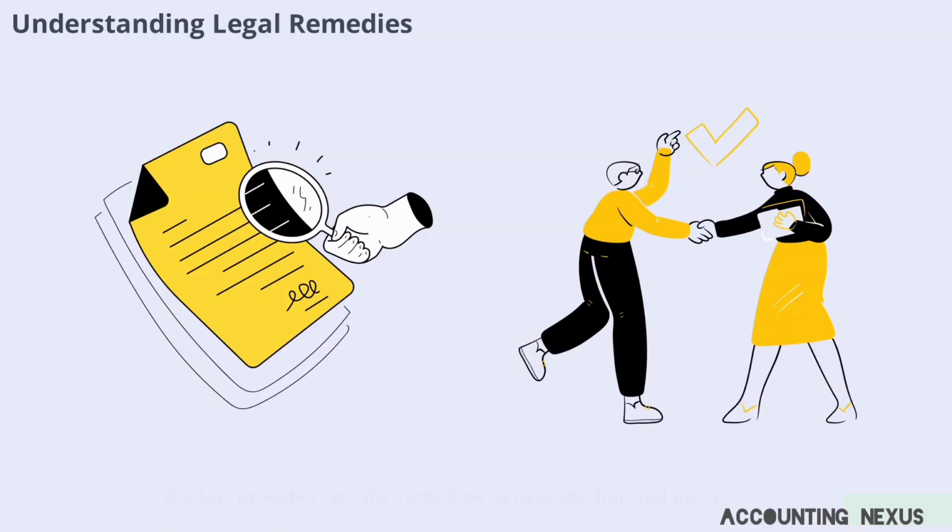When a contract is breached, the law provides specific remedies to help the harmed party. But what exactly is a legal remedy? Simply put, it's the solution the law offers to someone who suffers harm because another party failed to keep their contractual promise. These remedies ensure that contracts are meaningful and enforceable, giving parties confidence that their agreements will be respected. Without remedies, there would be little incentive for anyone to honor their commitments.